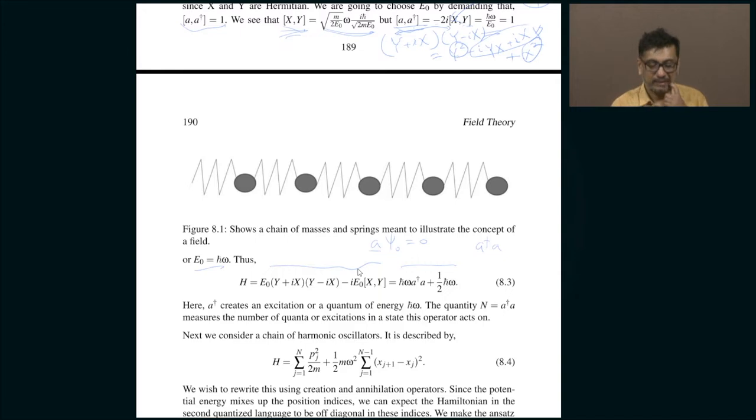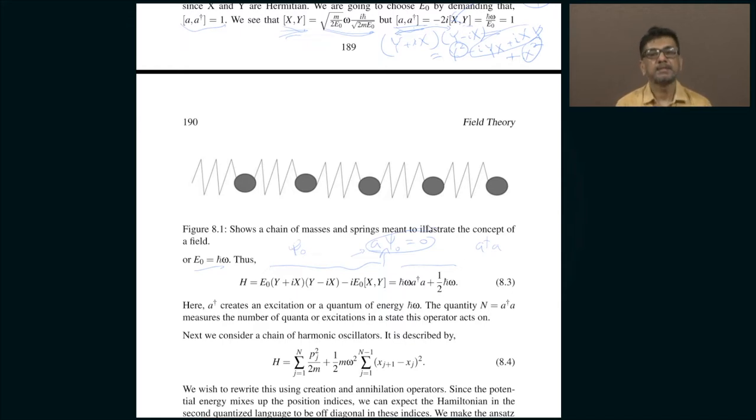In fact, you can easily solve this and find that there is an acceptable psi 0 that comes out by solving this equation, and that will be of the form of that Gaussian. Because you remember what A is in terms of P and X. P is proportional to momentum, and X is proportional to position, and momentum is minus i h bar d by dx. So, this will actually be a first order differential equation which you can solve. When you solve that, you will basically get a Gaussian.